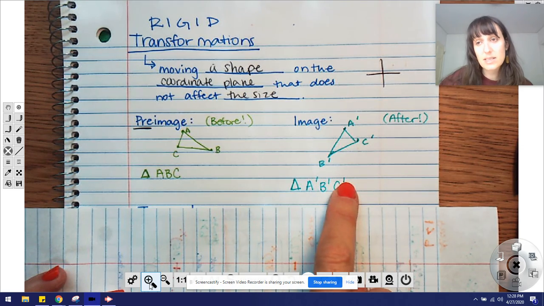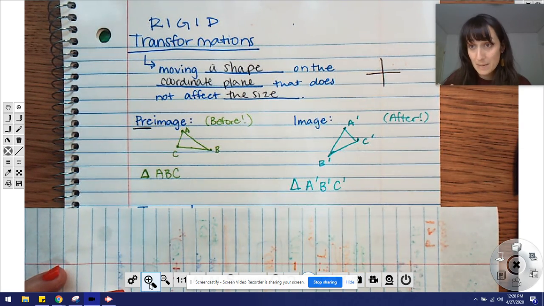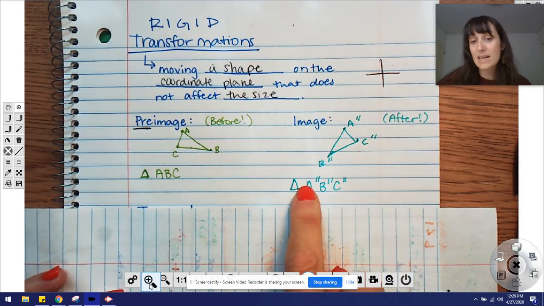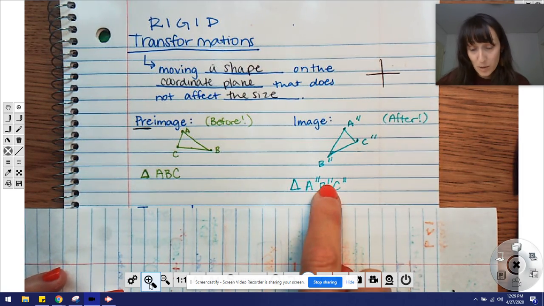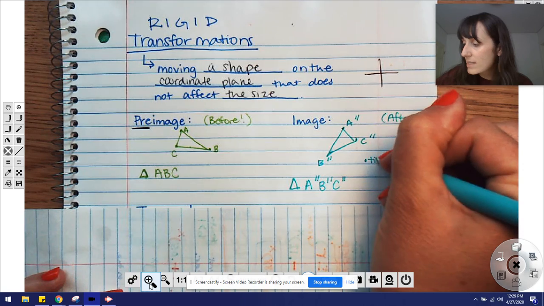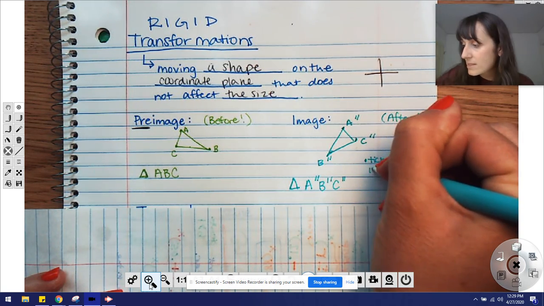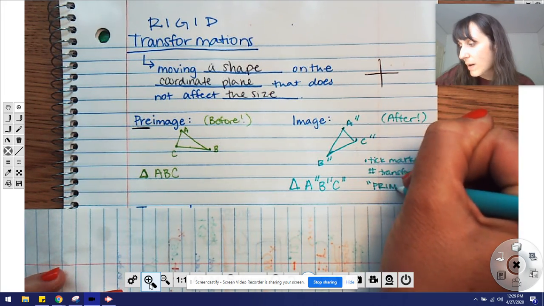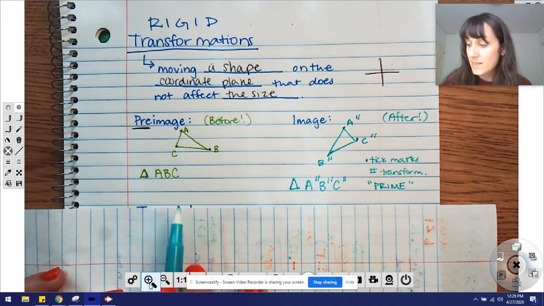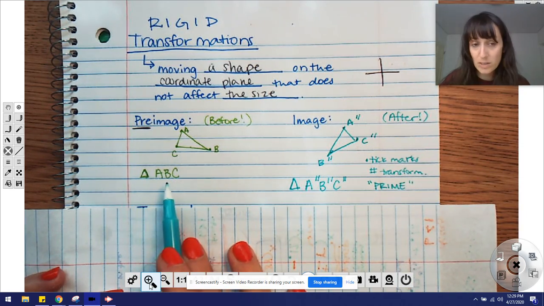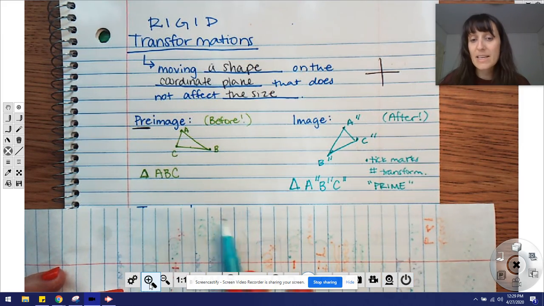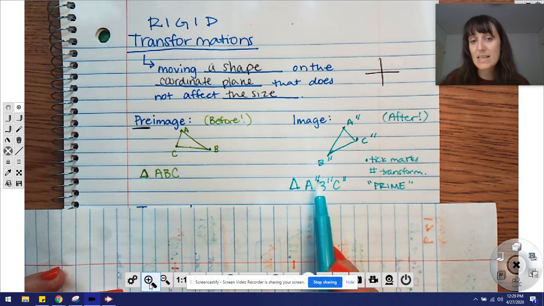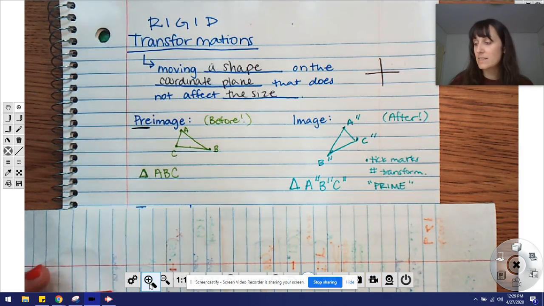The little tick marks tell us that it's been changed one time. If it had been changed 2 times, it would have 2 tick marks, and we would call this A double prime, B double prime, C double prime. So those little tick marks tell us the number of transformations, and we read it as the word prime. So again, the pre-image has no tick marks because it has not been transformed. The image is like our result, our answer, after it's been transformed. So we read this as A double prime, B double prime, C double prime.